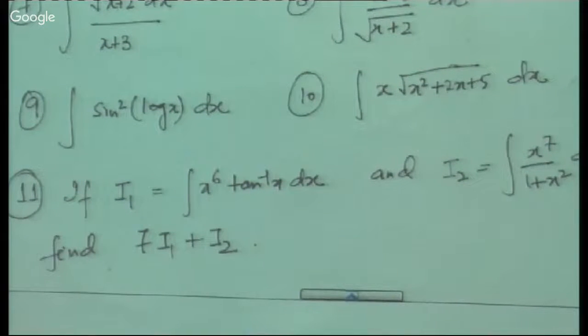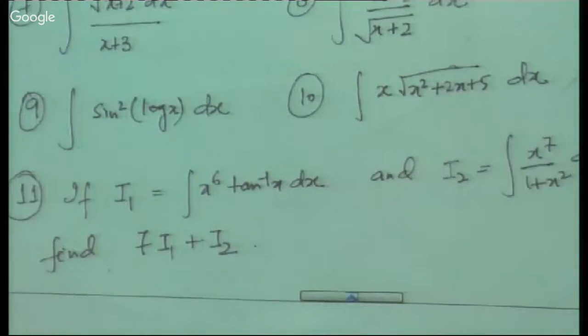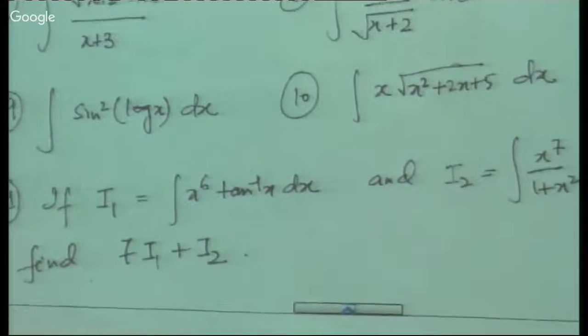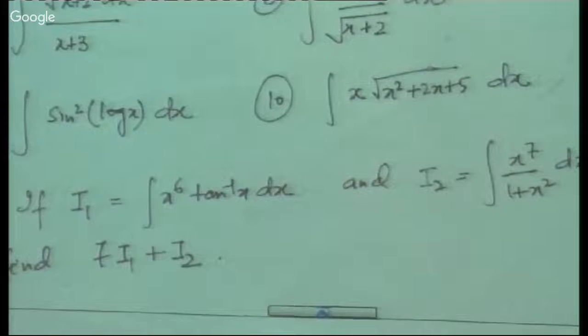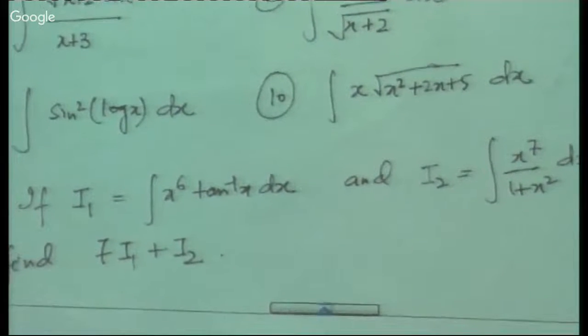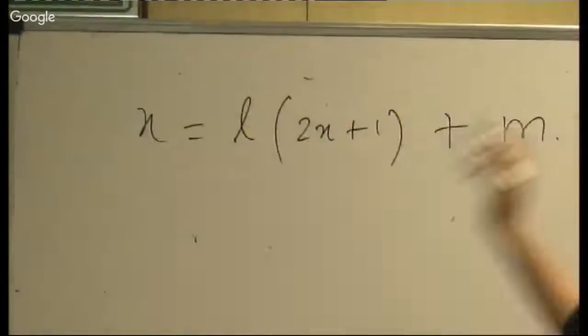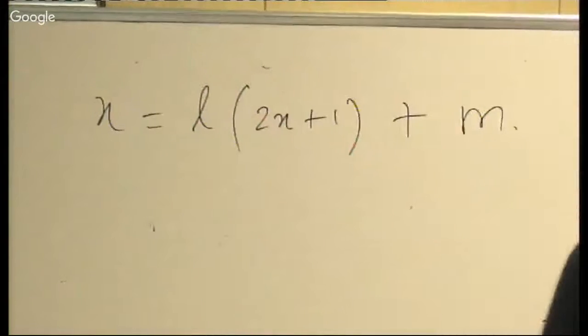Question number 10 is easier actually. I see under root quadratic term into a linear term. So I'm going to break my linear term, x, as L into the derivative of x square plus 2x plus 5, which is 2x plus 1, plus m. And then I can handle it. Clear?